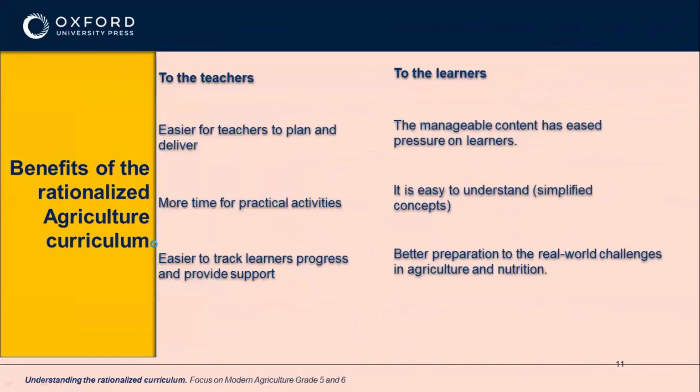Then the merging of agriculture and home science in this rationalization has made it easier for the teacher and again for the learner. On the side of the teacher, it's easier to plan and deliver because it's now simpler, clearer, and straight to the point. We have more time for practical activities, so the learners are able to grasp more and more. It's easier for them to understand because the concepts have been simplified, from soil erosion control to controlling soil erosion, meaning the same thing, but the content has been made more relevant and more simplified.